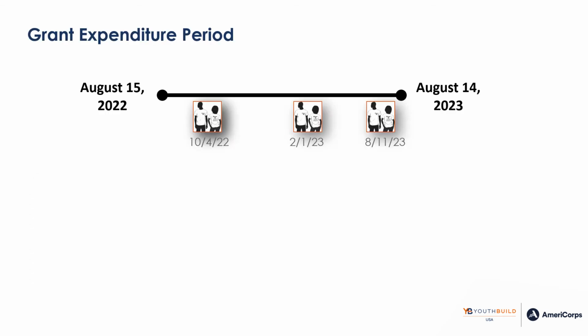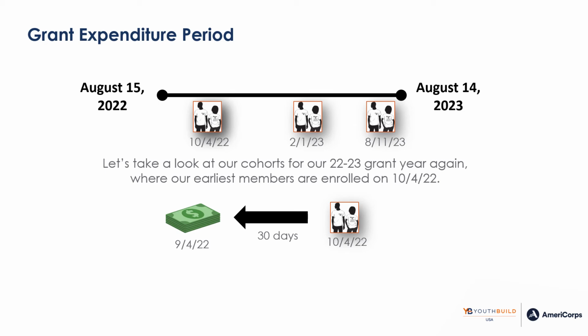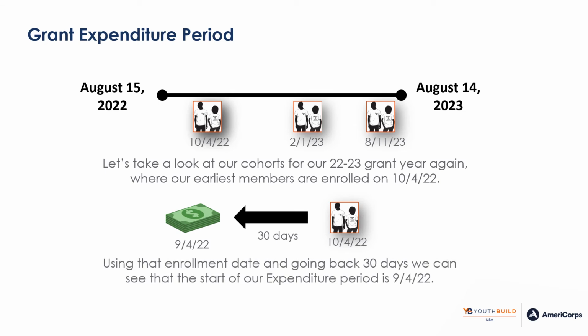So let's go back to our three cohorts. The first member is enrolled on October 4th, 2022, which means that our grant expenditure period begins 30 days before this date. We grab our calendars, count 30 days back, and see that September 4th, 2022 is the date we can begin billing expenses and matching the AmeriCorps grant.